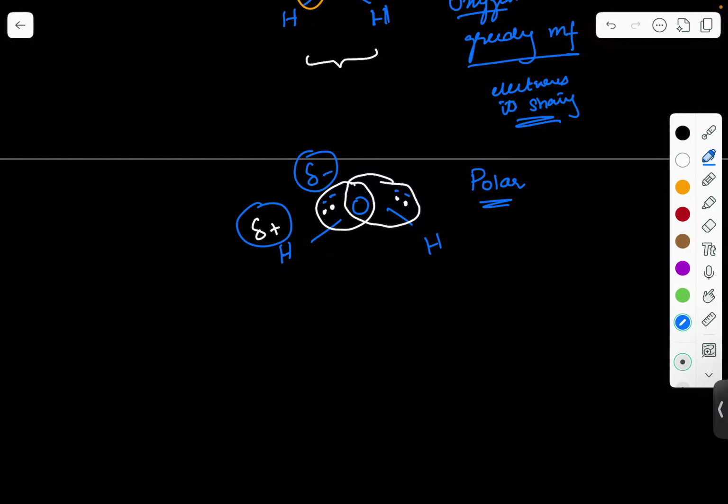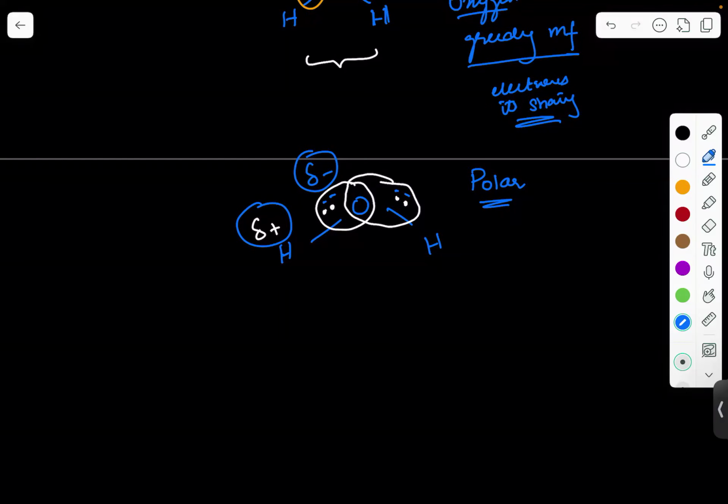Water is polar. Polar means it has charges. Why does it have charges? Because oxygen doesn't like to share its electrons with hydrogen equally. It will always pull them towards itself because it's very greedy, because it's more electronegative, right? And so that leads to the creation of these charges.